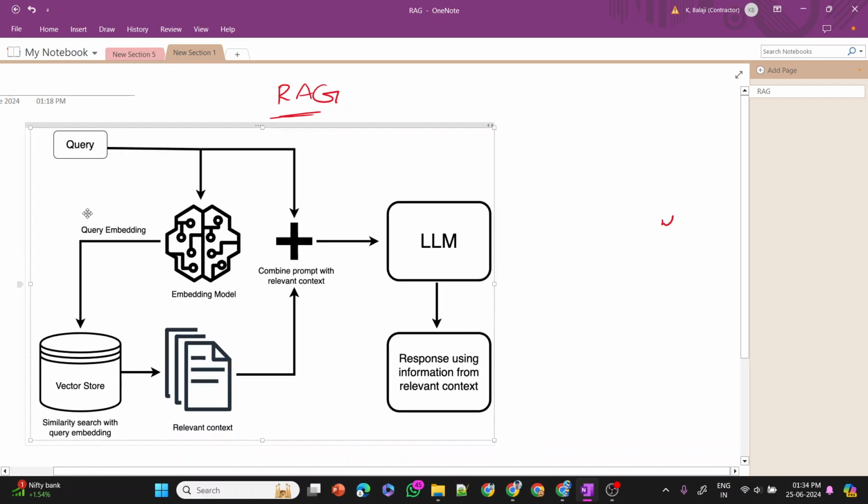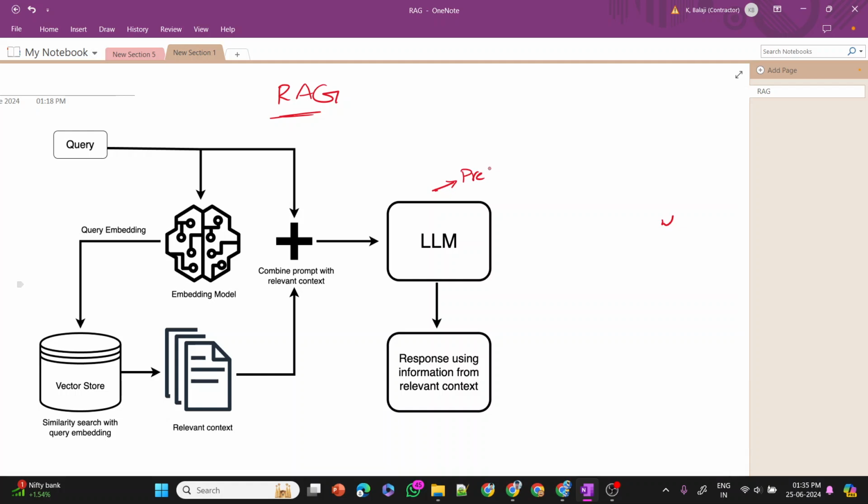This is the overall architecture of implementing a RAG over an LLM. First, this LLM is a pre-trained model. It does not have knowledge of our business.